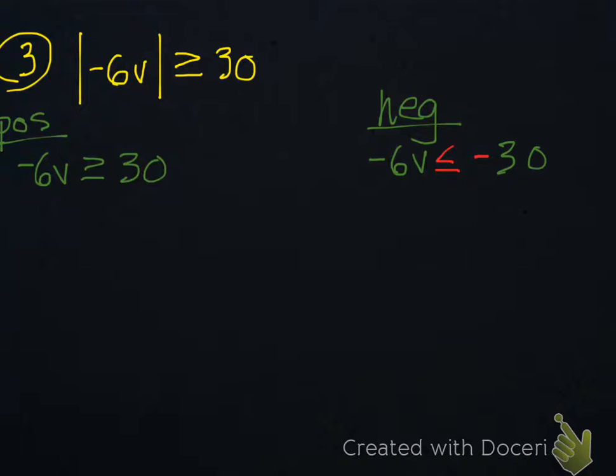So when I divide by -6, we know we're going to have a v, we know we're going to have a -5, but remember, that inequality symbol is going to switch. It's going to change direction. Okay, so we've got a flip-flop thing going on here. So when we divide by a negative, remember you have to change direction.